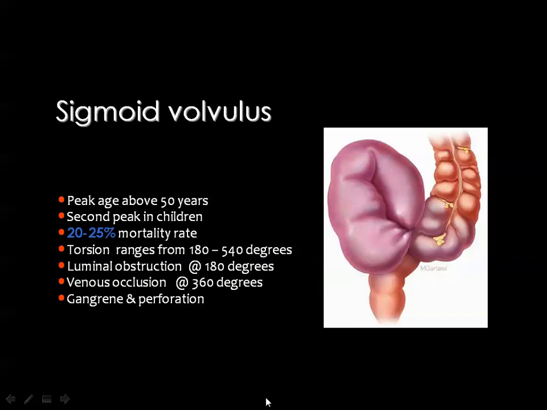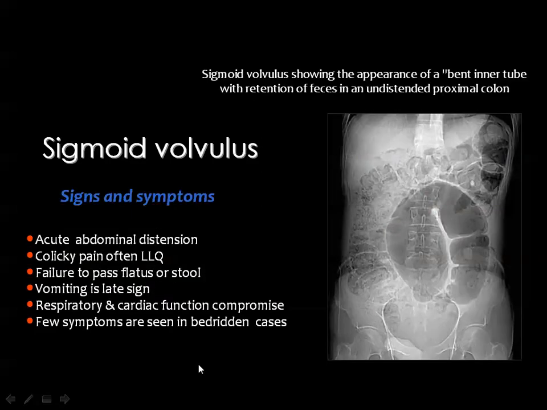cases. Torsion of the colon will result in luminal obstruction in 180-degree torsion, and venous occlusion in 360 degrees of torsion, which will be followed by gangrene and perforation. I have to say that the plain film is the most reliable imaging technique for diagnosis of volvulus of the sigmoid and also the volvulus of the cecum.